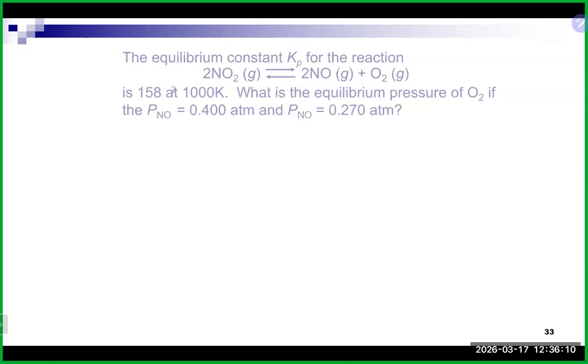All right, so let's take a look at another one here. What is the equilibrium constant Kp for this reaction at 1,000 Kelvin? It is 158. What is the equilibrium pressure of O2 if the partial pressure of NO2, we'll go with NO2 on that one, is 0.4 and the partial pressure of NO is 0.27? I don't know if on your notes it has the 2 there or not, but we'll go with the 2 on that one. Yeah, so that's NO2 there. All right, so we're looking for, in this case, the equilibrium pressure of O2 given this information.